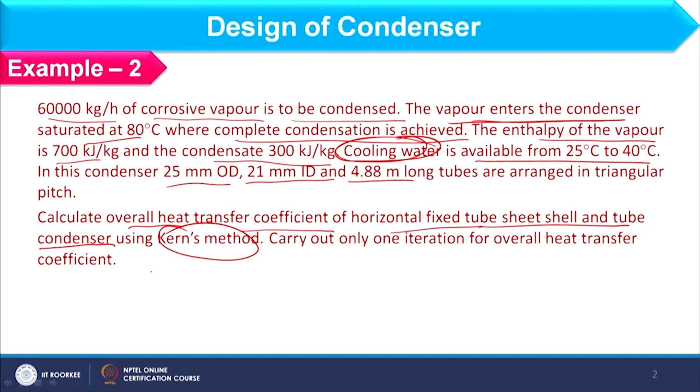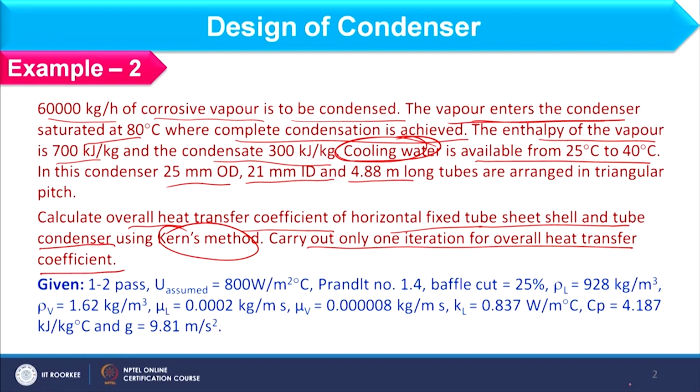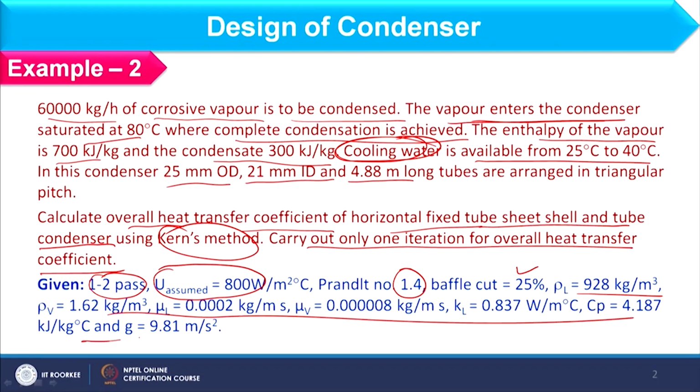For the shell side calculation we will apply Kern's method, where normal operation is carried out with water available. Further, it is given that we have to carry out only one iteration for the overall heat transfer coefficient. Along with this, some properties and other information are given to us. We are given 1-2 pass, and the initial assumption of the overall heat transfer coefficient is 800. The Prandtl number is 1.4, the baffle cut is 25%, and other fluid properties are given.